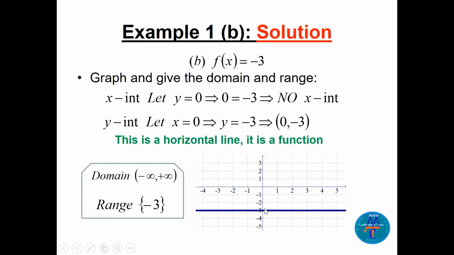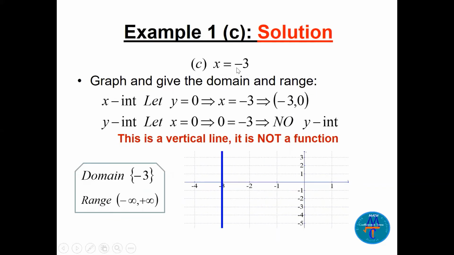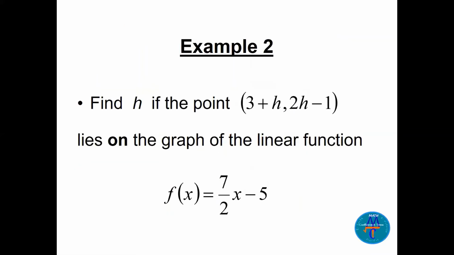Now let's look at the third one. x equals minus 3. X equals minus 3 is a vertical line. It is not a function, just a vertical line. The domain is only the value of x, which is only minus 3. The range now is all values of y, which is all real numbers from minus infinity to plus infinity.